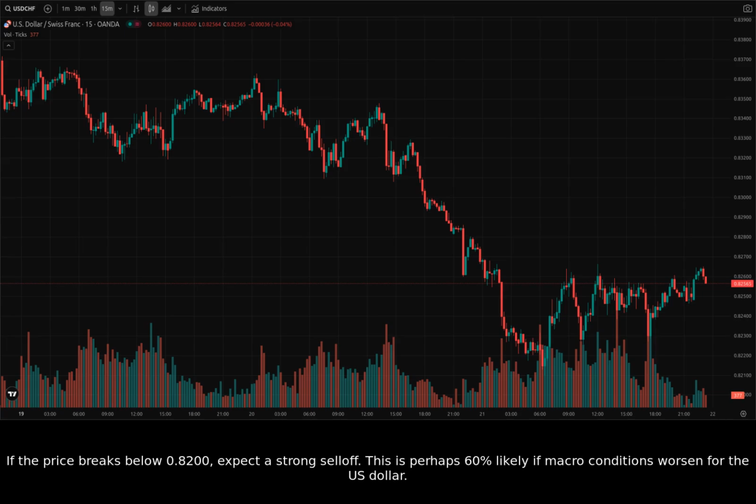If the price breaks below 0.8200, expect a strong sell-off. This is perhaps 60% likely if macro conditions worsen for the US dollar.